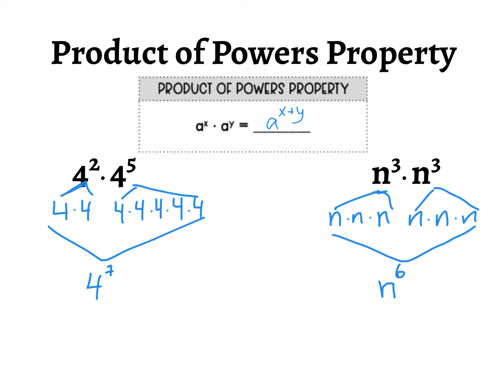And that's actually what's going to be our property. a and a are the same base, so we can just add the exponents to combine the numbers a lot faster. Instead of expanding them, we can just group these two together, knowing that we're going to have a total of 7 4s, or a total of 6 n's. So let's apply this property into practice.